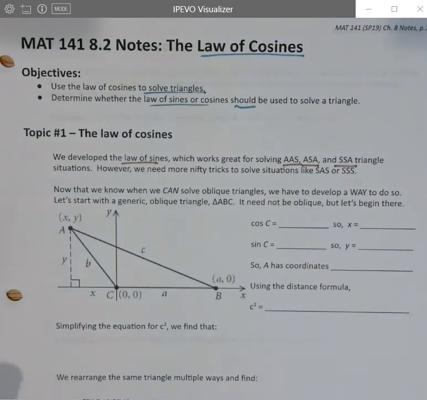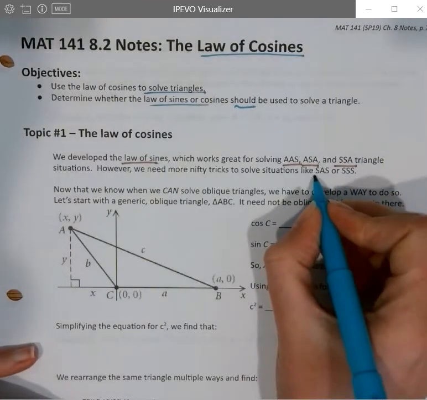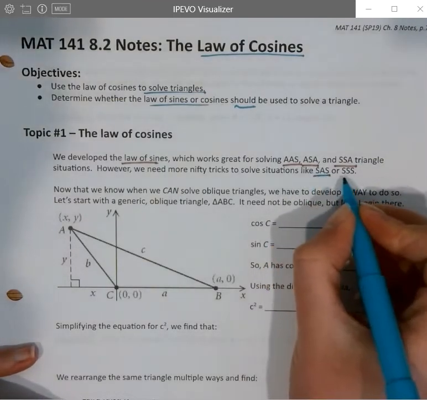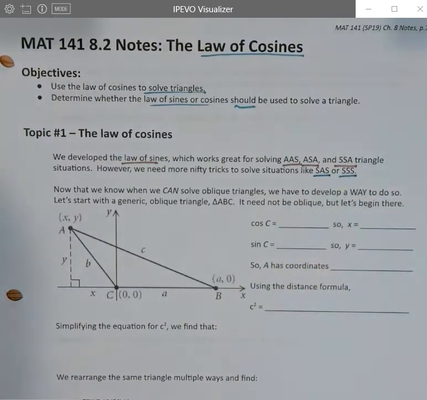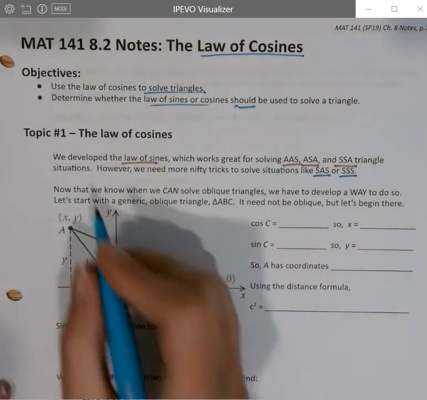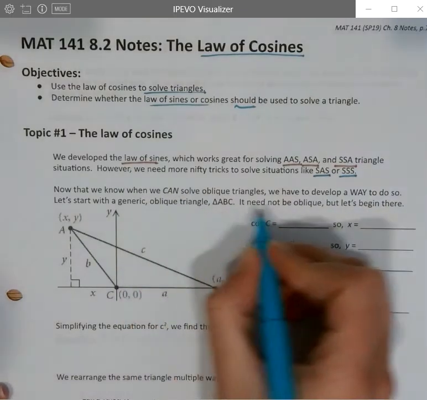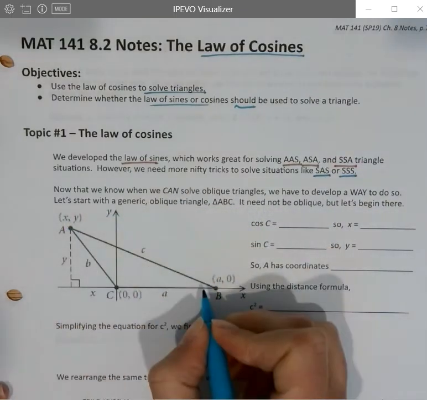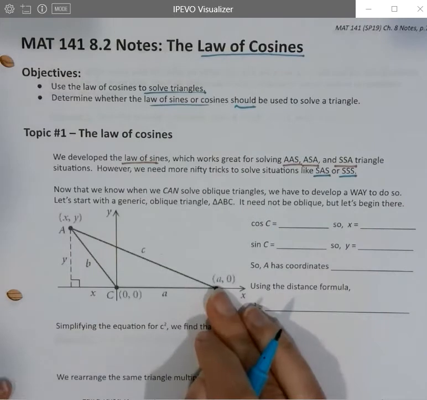And so it did not work in the cases where I had side-side-angle where there was no corresponding pair, or where I had side-side-side where there was no angle. I needed to have at least one angle. Now those triangles are solvable, but they're going to require the law of cosines in addition to the law of sines. Okay, so let's develop that law. So if we start here with this oblique triangle, it doesn't need to be oblique, but we're just going to start here for this pattern.